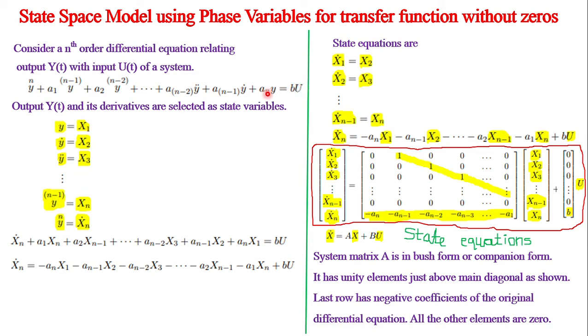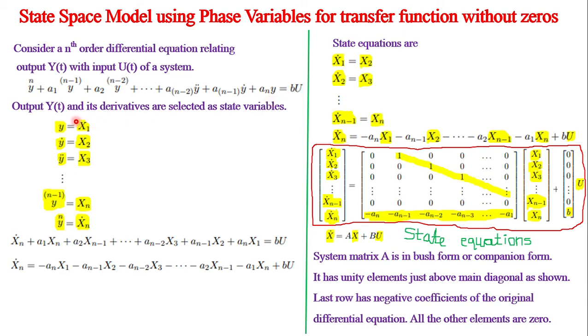That means if you take the Laplace transformation, right hand side will be deciding the zeros. There won't be any zeros because there won't be s term in the right hand side. Therefore, this is going to be the state space model using phase variables for transfer function without zeros. That is, we are going to see how to do it for a transfer function without zeros.